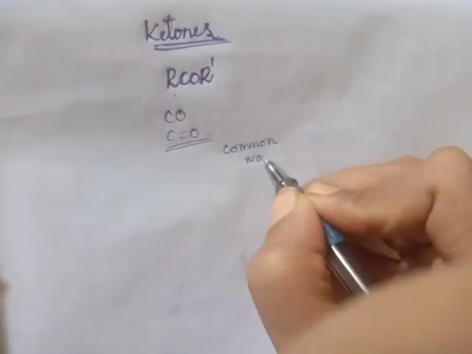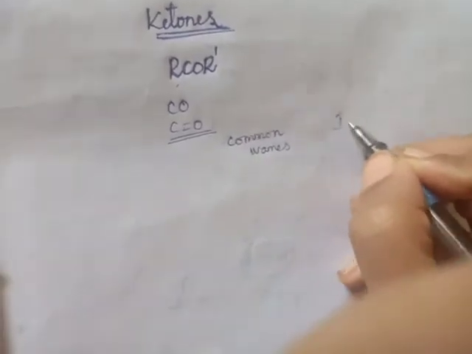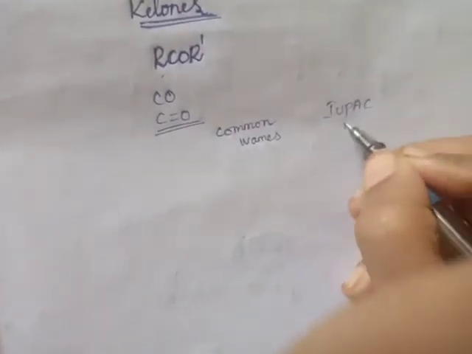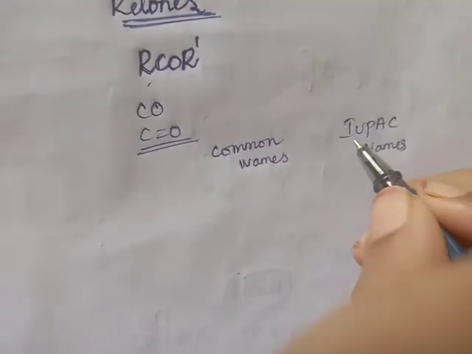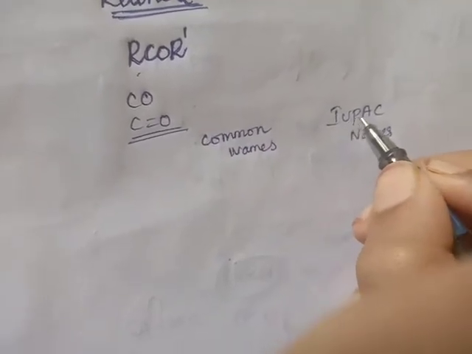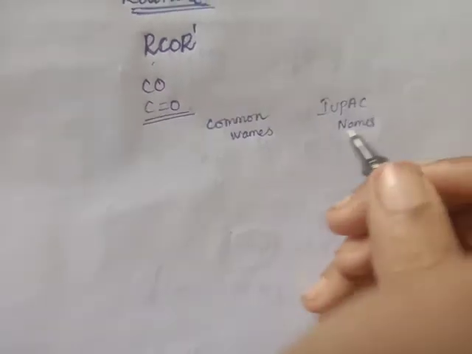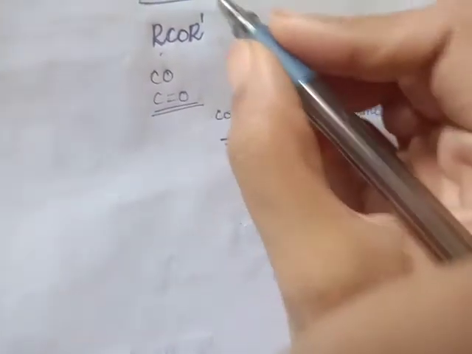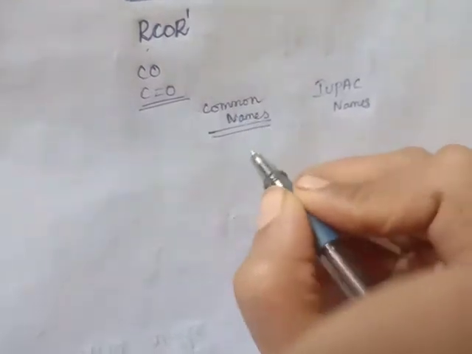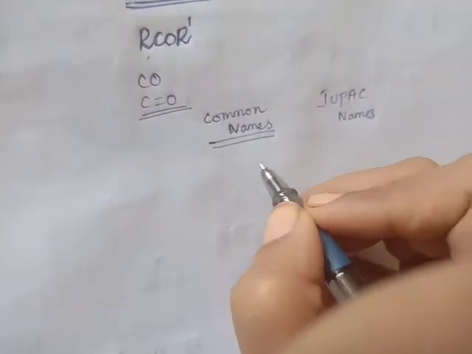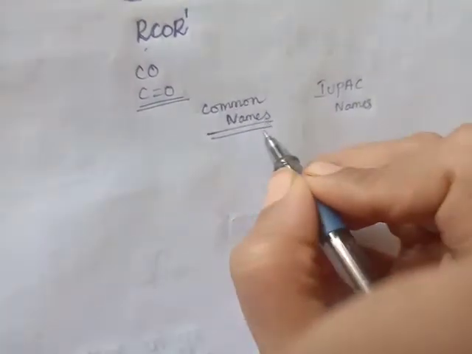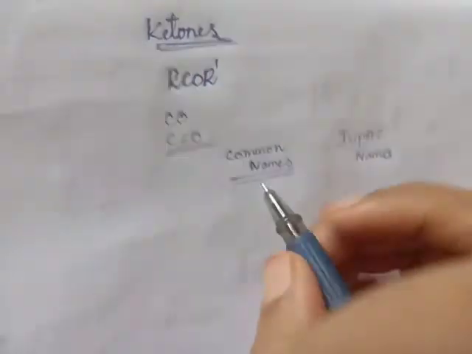And some examples of ketones. IUPAC names also we are going to see now. What is the expansion of IUPAC? International Union of Pure and Applied Chemistry names. Okay, common names. Generally, the common names of ketones end in ketone. For example, dimethyl ketone, diethyl ketone, acetone, like that. Definitely, the common name of a ketone will end in ketone.